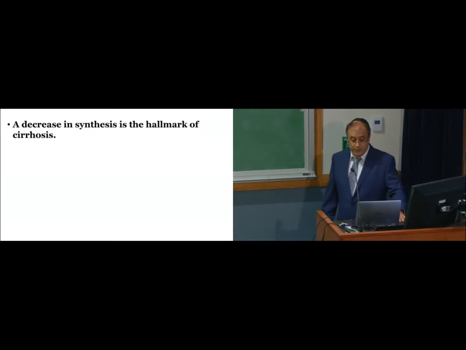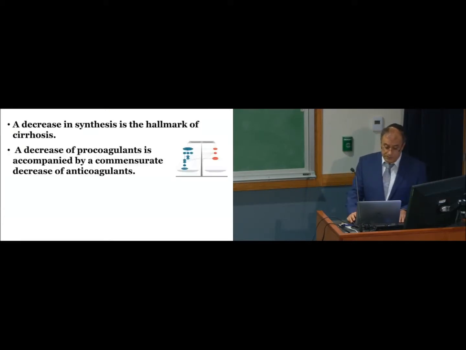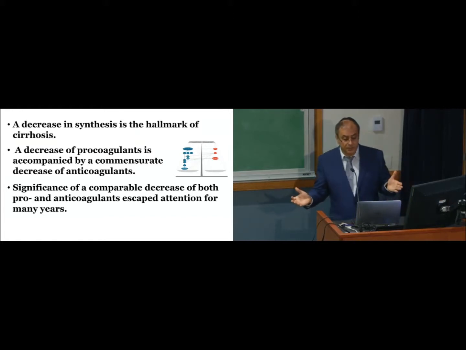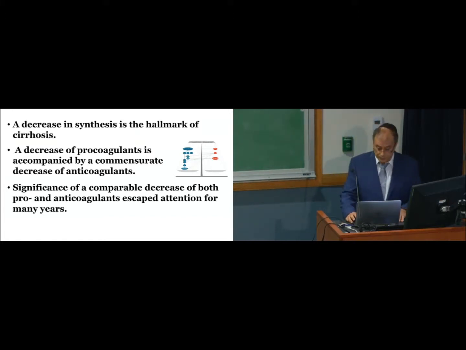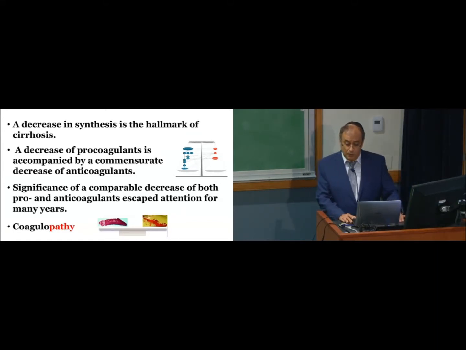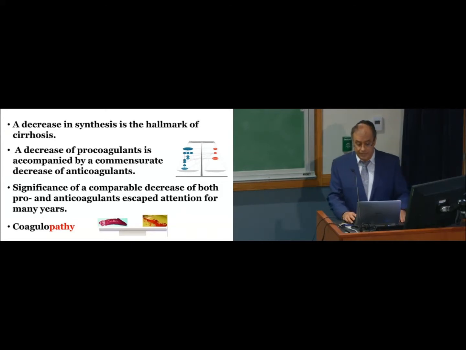It is well known that the decrease in synthesis is a hallmark of cirrhosis, and the decrease of procoagulants is accompanied by a similar or commensurate decrease of the anticoagulants. And the significance of this comparable decrease escaped the attention of clinicians for many years. Now, the colloquial use of coagulopathy equates it with hypocoagulability, but in the literal sense, coagulopathy means abnormal to either side. Let's stick with this broader meaning and ask ourselves, are cirrhotics coagulopathic?